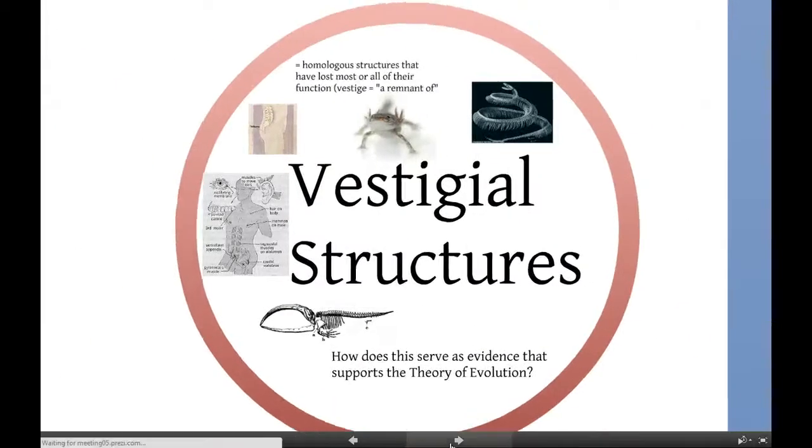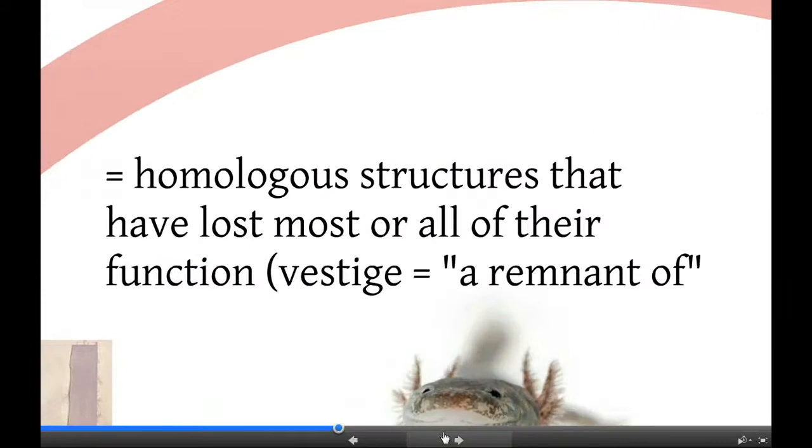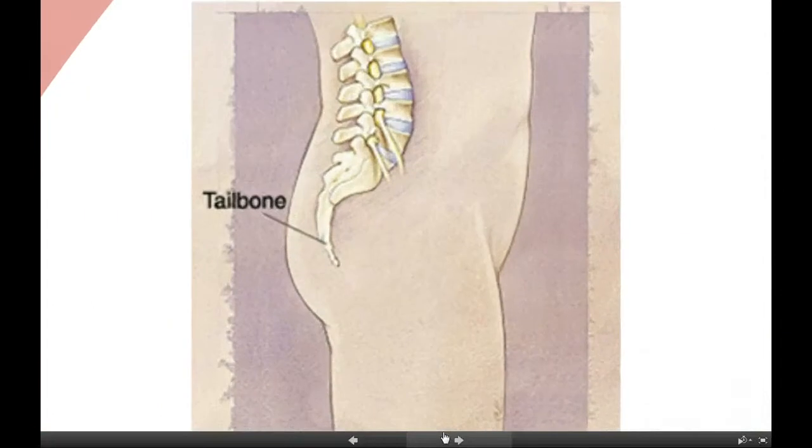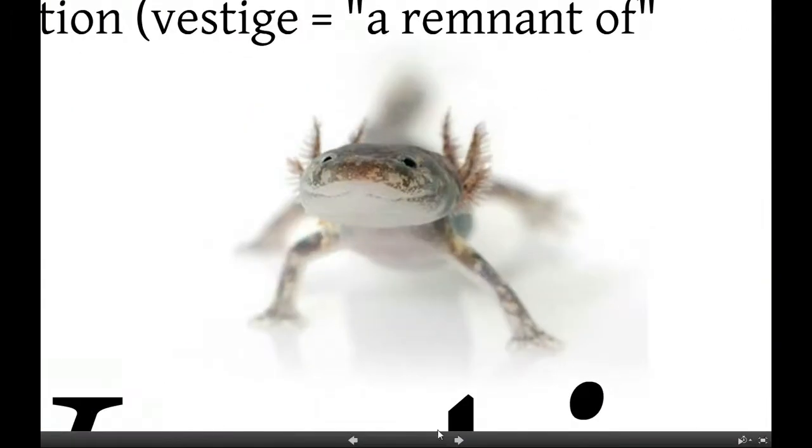Vestigial structures are a special kind of homologous structures that have lost most of their function. Vestige means a remnant of, or it reminds us of something that we no longer need. So a tailbone in humans would be considered a vestigial structure. These external gills on the adult salamander are vestigial. They were necessary, they were important when the salamander was underwater as an amphibian, but now that it lives on land, these are vestigial, they're no longer needed.